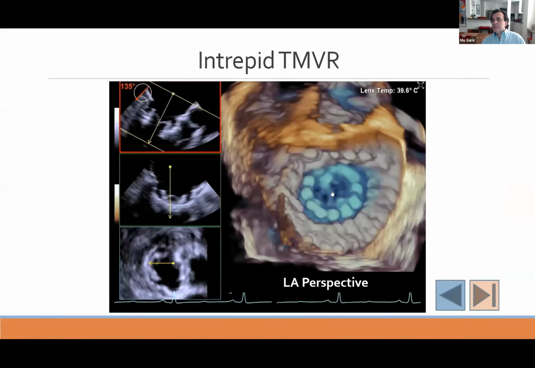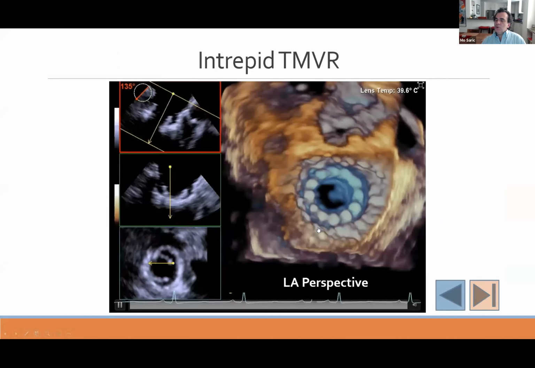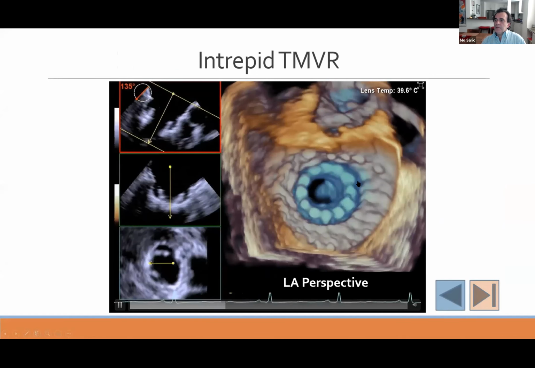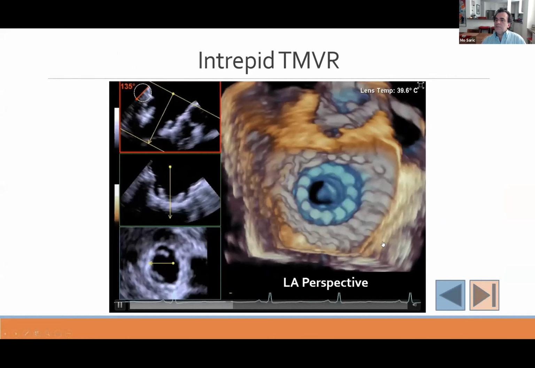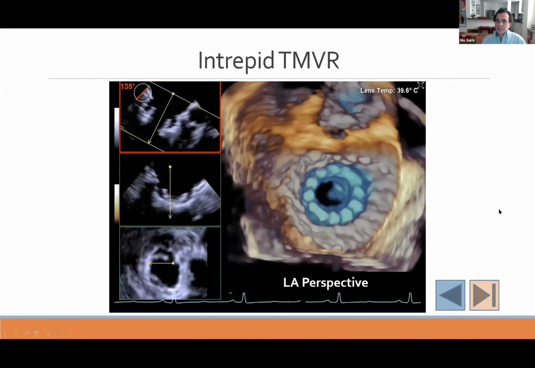And now we can actually see that from the en face view, this is an inner ring, outer ring with the brim, and it's a fully functioning prosthesis.